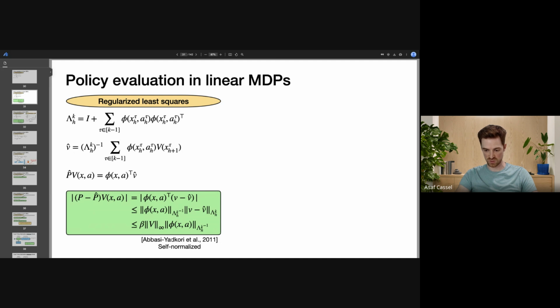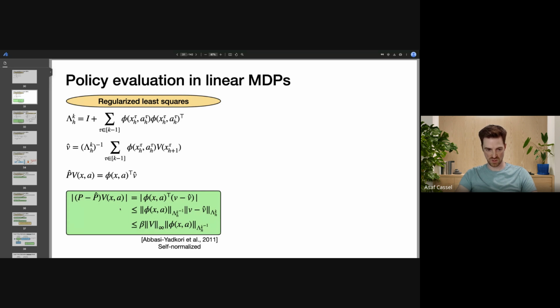The nice thing is that using a self-normalized argument, which is already from Abbasi-Yadkori in 2011, originally for linear bandits, you can see that the difference between the true dynamics P and P hat with respect to V at a given state-action is just the features inner product with the difference between V and V hat. You can use Cauchy-Schwarz to get to the next line, and then bound the difference between V and V hat over this weighted norm, which uses the matrix Lambda_kh, by beta times the size of V.